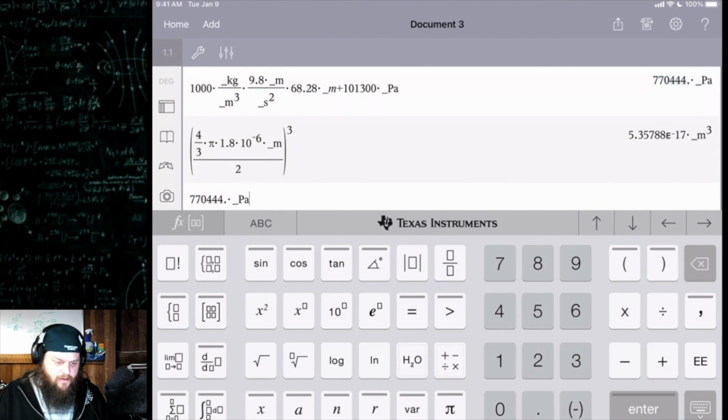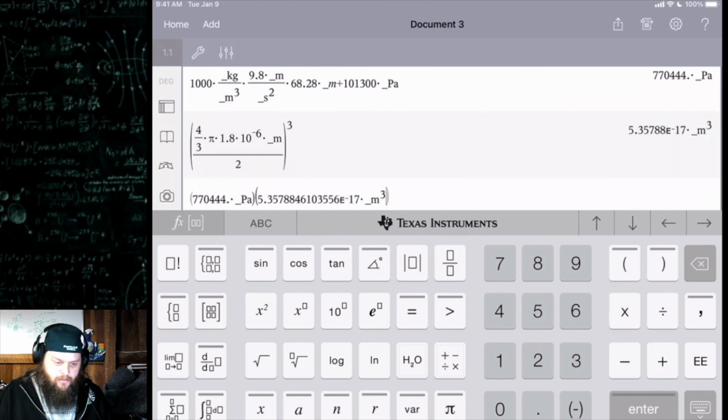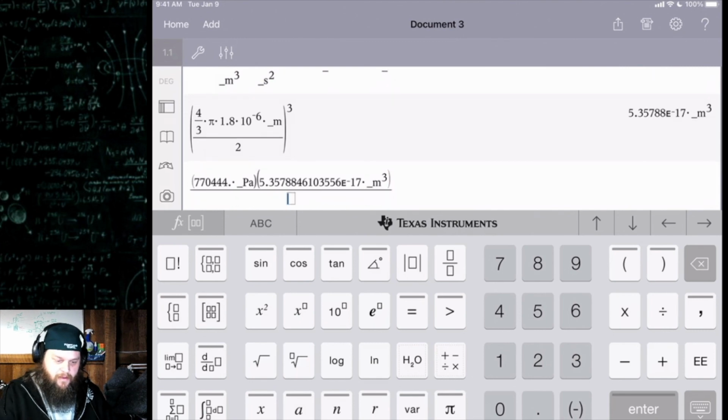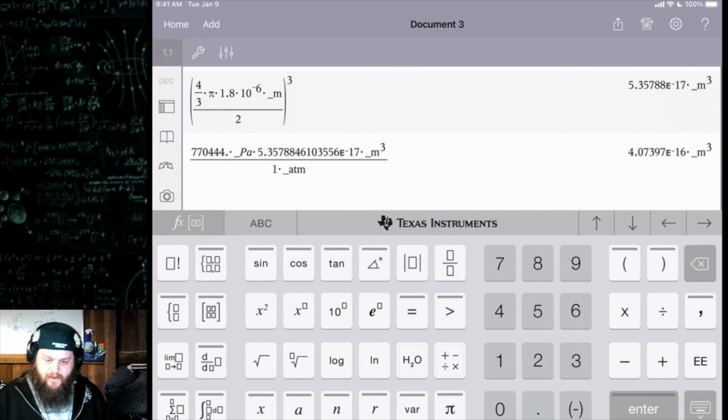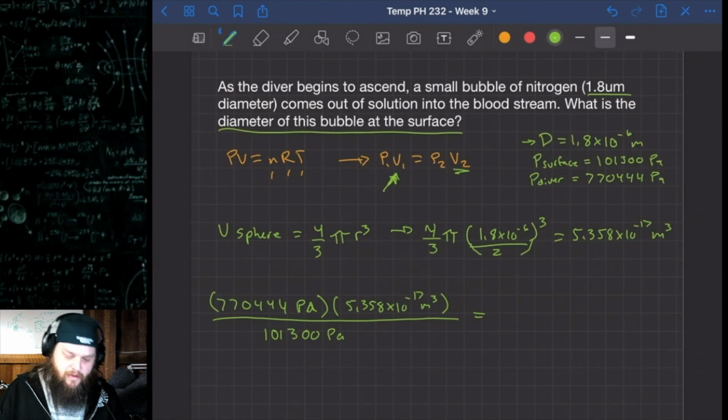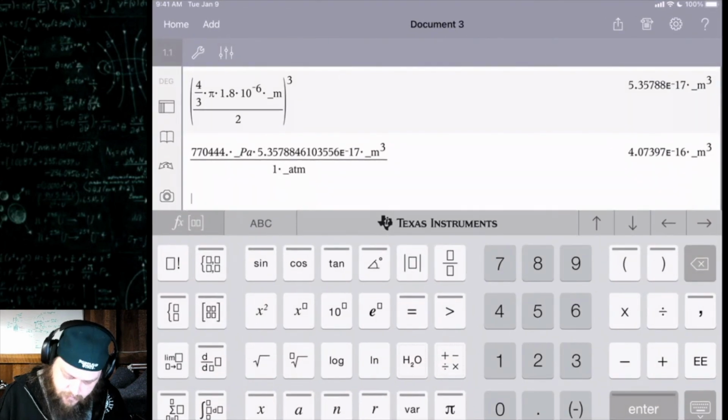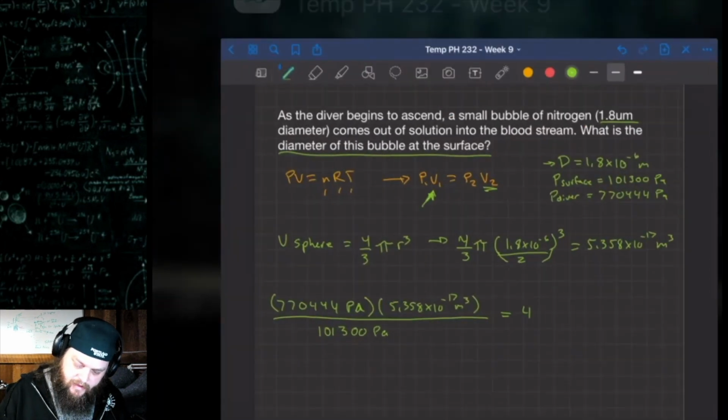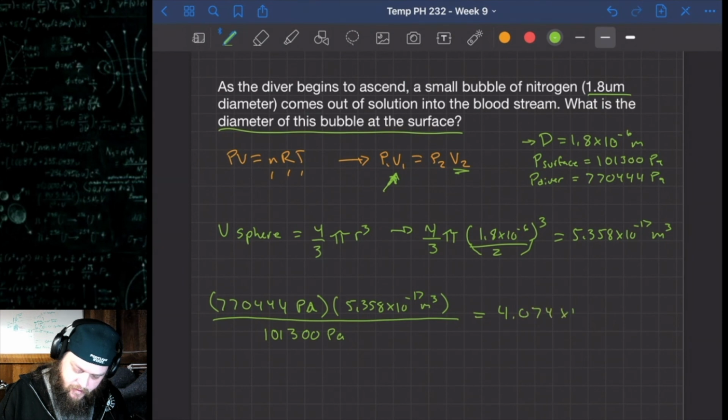So here's my 770,444 pascals. We're going to multiply that by the volume down at the depth of 224 feet. We're going to divide that value now by 1 atmosphere to save a little bit of time because we're almost out of time. And this gives us 4.074 times 10 to the negative 16 cubic meters.